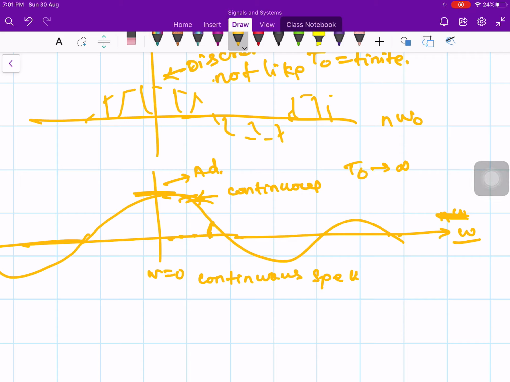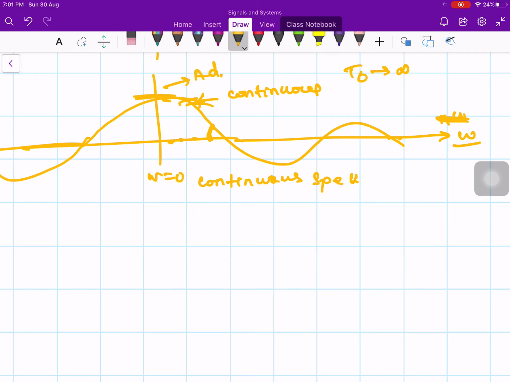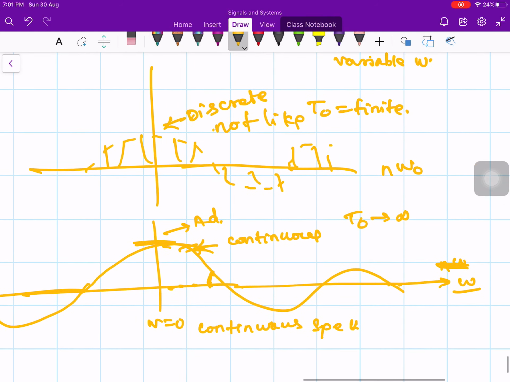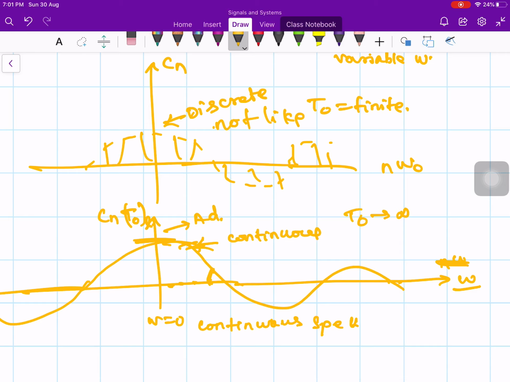So there is no fundamental frequency, second harmonic, third harmonic, and so on. What we have here is every frequency present, but the coefficient density corresponding to each frequency is different. So in this it is Cn, and here it is going to be Cn times T naught of L. So this is the coefficient density. Okay, so that is the difference. Here it is Cn and here it is Cn of T naught of L.